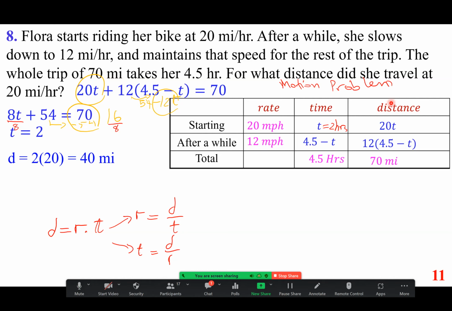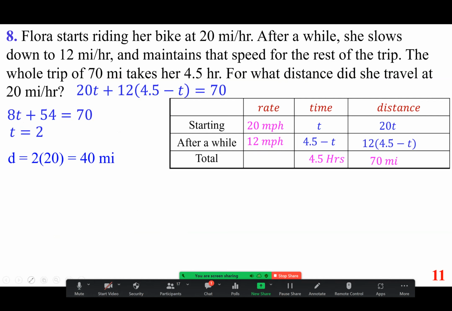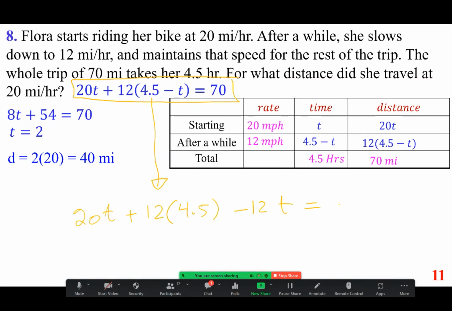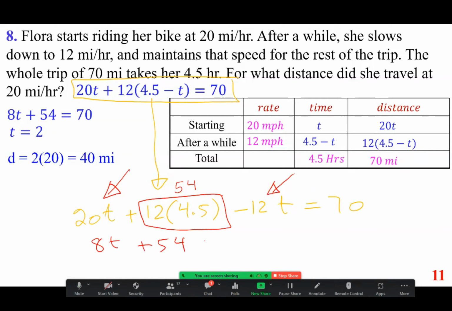I have a question. Of course. Could you just go over again how you got from 20t plus 12 times (4.5 minus t) equals 70 to 8t plus 54 equals 70? Sure. 20t. Does this work so far? Yes. This is 54. 12 times 4.5. 20t minus 12t. Oh, okay. Great. Thank you.